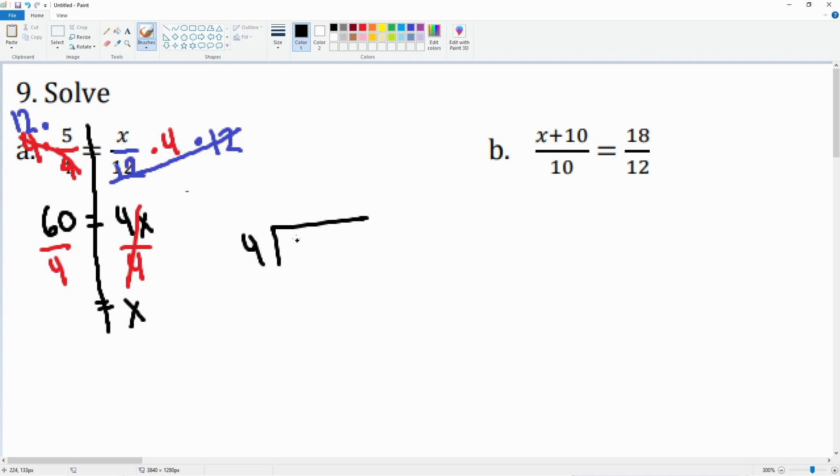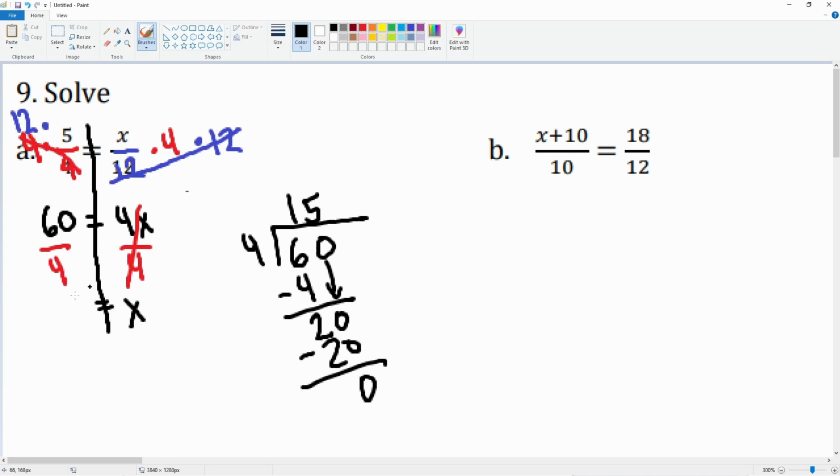60 divided by 4, just do your long division. 4 goes into 6 once, bring down the 0. 6 minus 4 becomes 2, bring down that 0. 4 times what makes 20? That is 5. 5 times 4 is 20. Okay, that goes in evenly. So 60 divided by 4 becomes 15. That's how you do it.